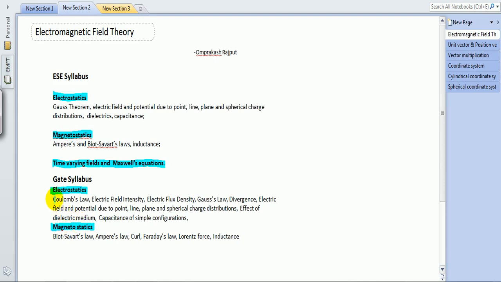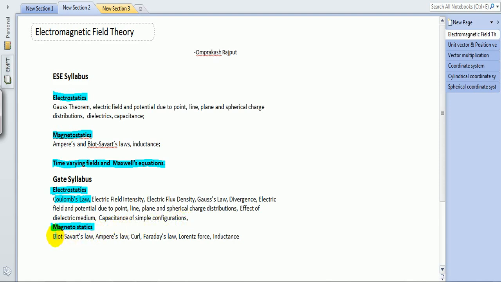In electrostatics we will study Coulomb's law, electric field intensity at different locations due to different charge distributions using divergence theorem, electric field and potential due to line, plane, point, and spherical charge distributions, and the effect of dielectric medium. And then we will find capacitance of some simple configurations also.